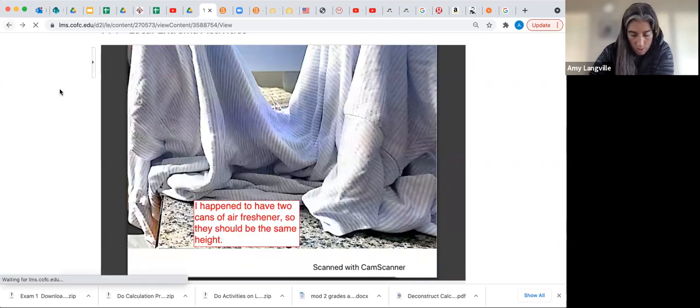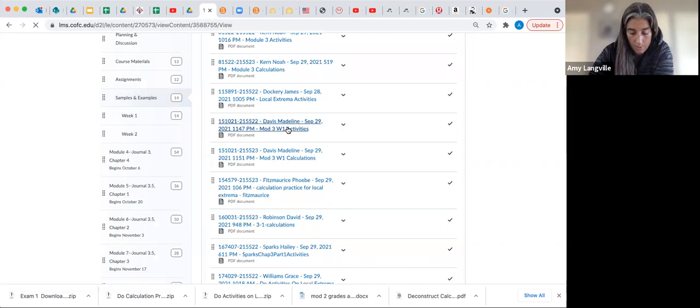Okay, one more to look at for this activity. Meta activities.